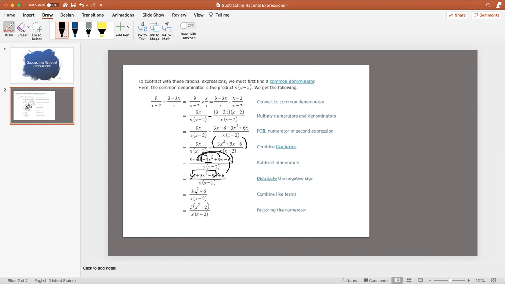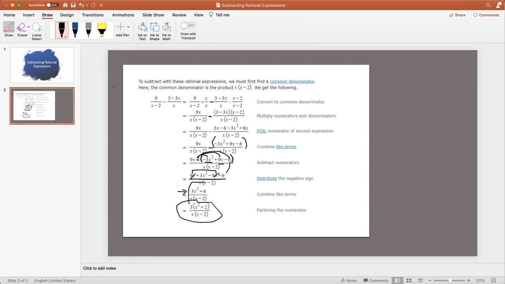And then one last step for me would be looking at this numerator. I see that I have a common factor of 3 between these two terms. So I simply factor that 3 to the outside. And what's left on the inside when I factor the 3 out is x squared plus 2 on the top. So I have 3 times the quantity of x squared plus 2 divided by x times x minus 2. And this is as far as we can go.